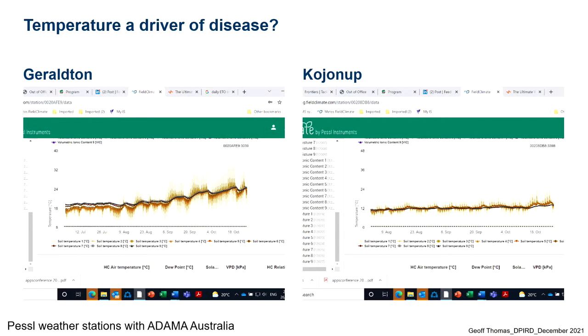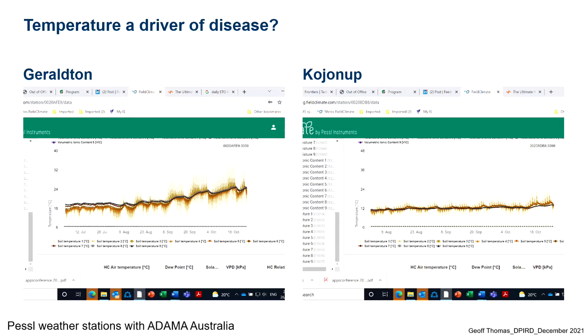One of the drivers, we think, for the difference between maybe that southern region and the northern region is obviously temperature. These are soil temperature probes, basically at trials in Kojonup and in Geraldton. The soil temperature at Geraldton was 4 to 10 degrees warmer throughout that growing period.